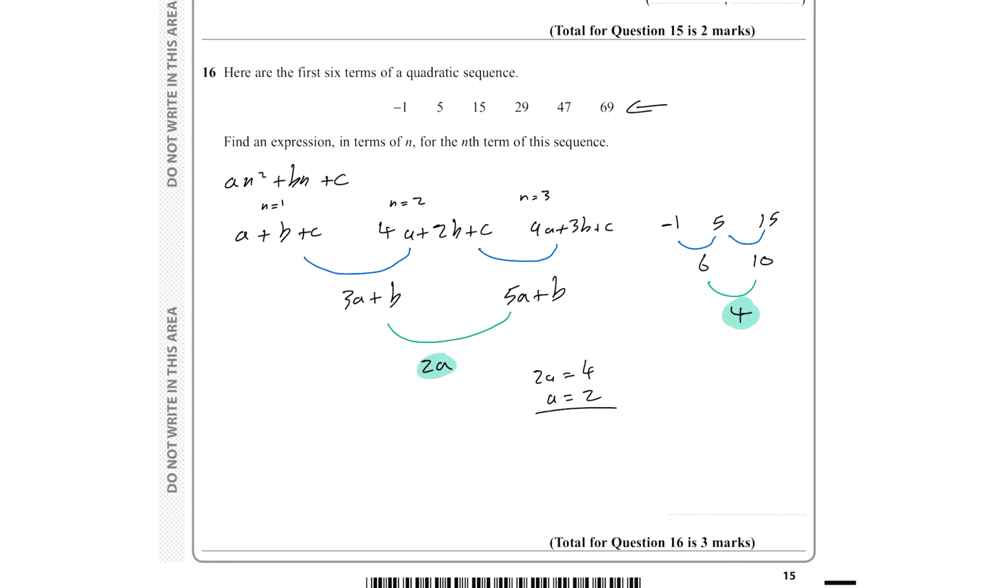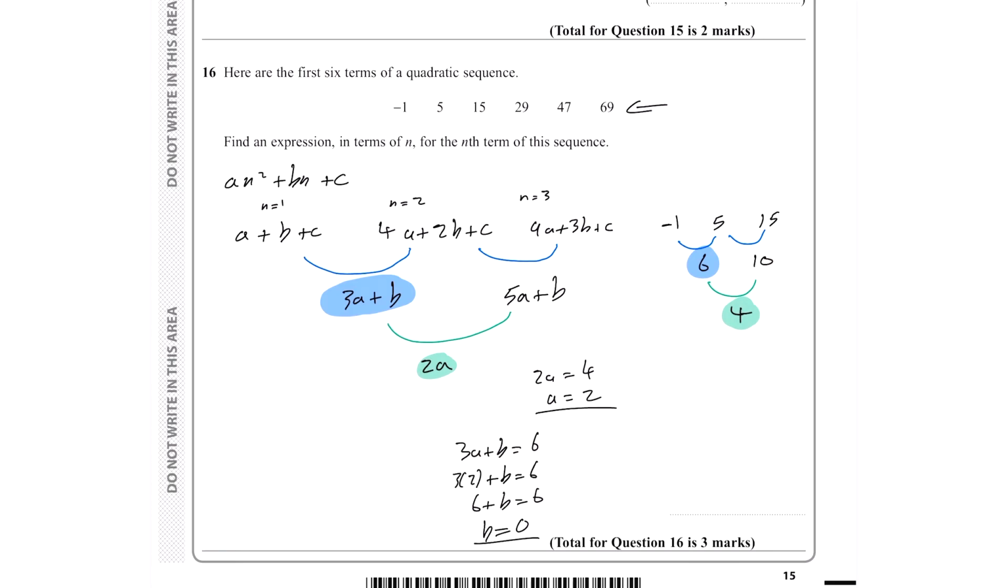Now, let me just change my highlighter. If I use a blue one, I have 6 here, and I have 3a plus b here. So if I have 3a plus b is equal to 6, I know what a is, because I've figured that out, so I can do 3 times 2. I can write that like that. So that is 6 plus b is equal to 6. Now you can hopefully see b must be 0. So we have now also calculated b as 0.